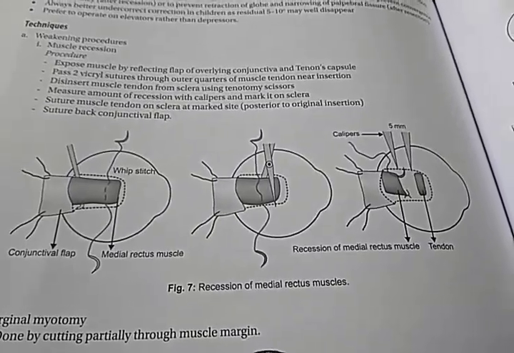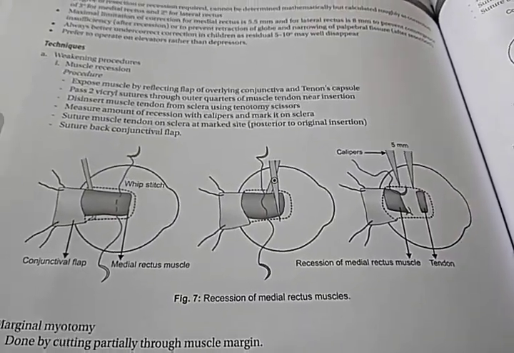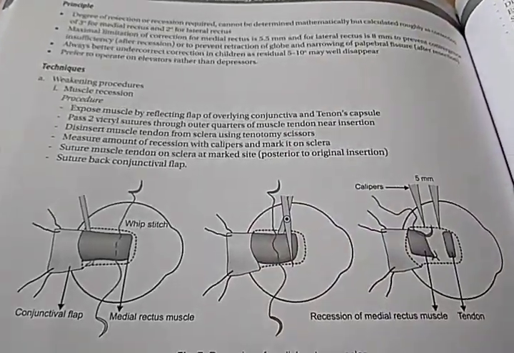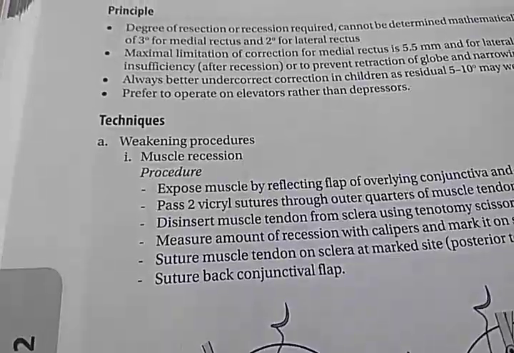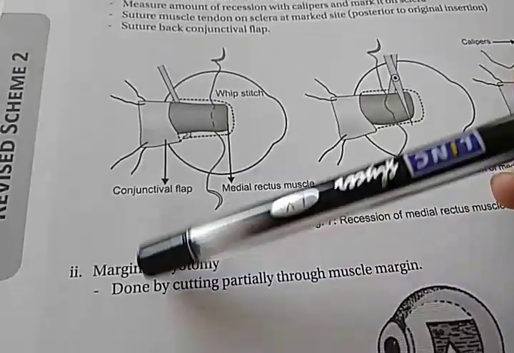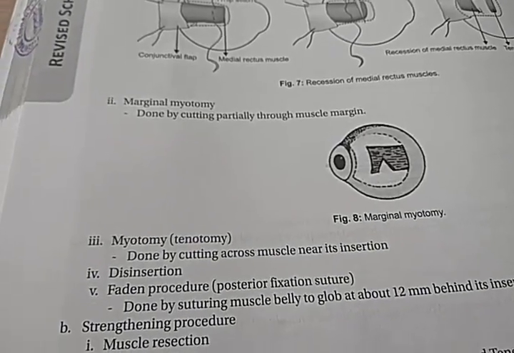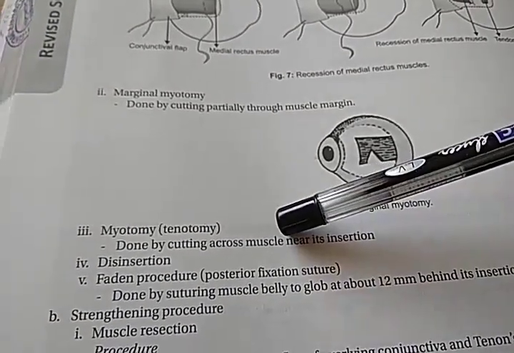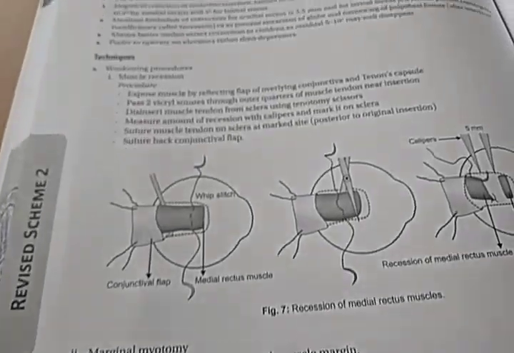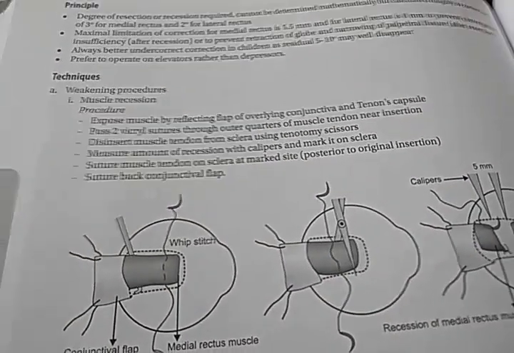Look at this. Medial rectus recession. So what are you going to do here? Recession means you're going to make the muscle weak, right? Weakening procedure, muscle recession. Then marginal myotomy. So there are other procedures to make the muscle weak. Interesting. You have myotomy, tenotomy, disinsertion, fade-in procedure. So a lot of procedures are there to weaken the muscles of the eye. In general, just look at this book. Nice. It can help you pass.